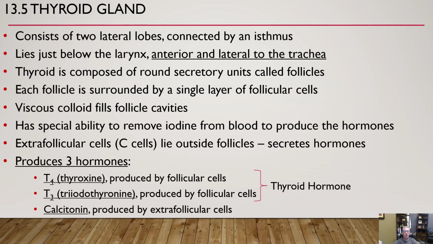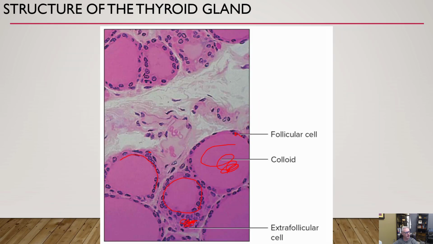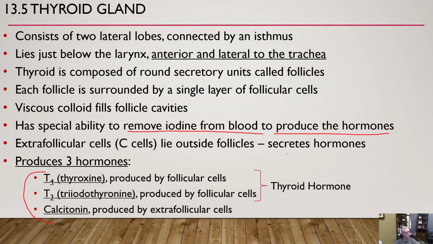All right, so the thyroid gland's function is to remove iodine from the blood, and it uses that iodine to produce the thyroid hormones. We have three thyroid hormones: T3, T4, and calcitonin. T3 and T4 are produced by these follicular cells, the ones that surround that space, and calcitonin is produced by these extrafollicular cells. So calcitonin, extrafollicular; T3 and T4, follicular cells.